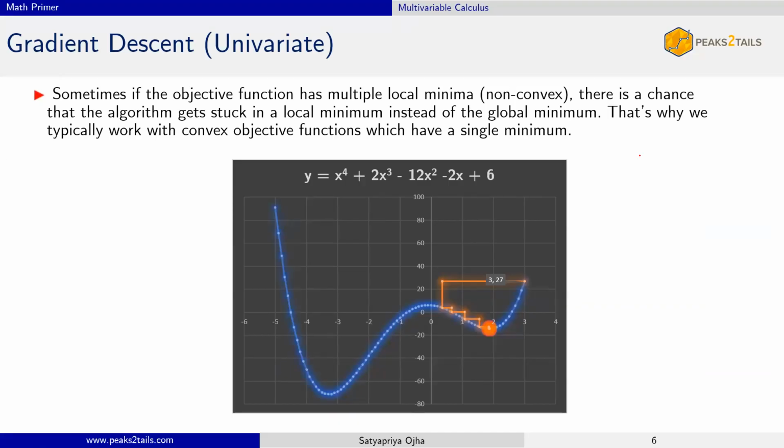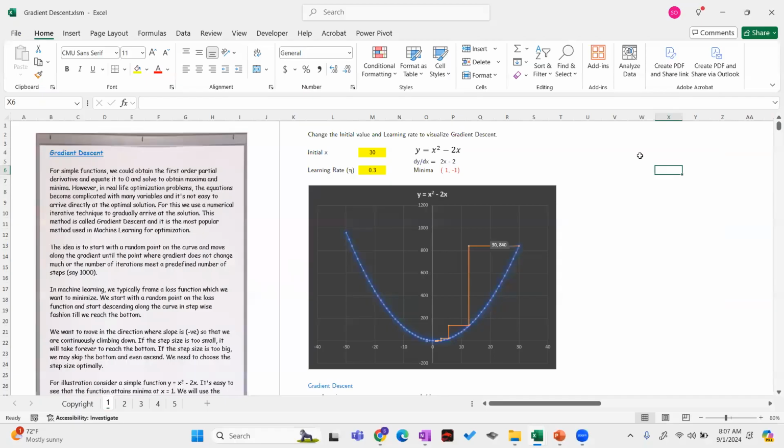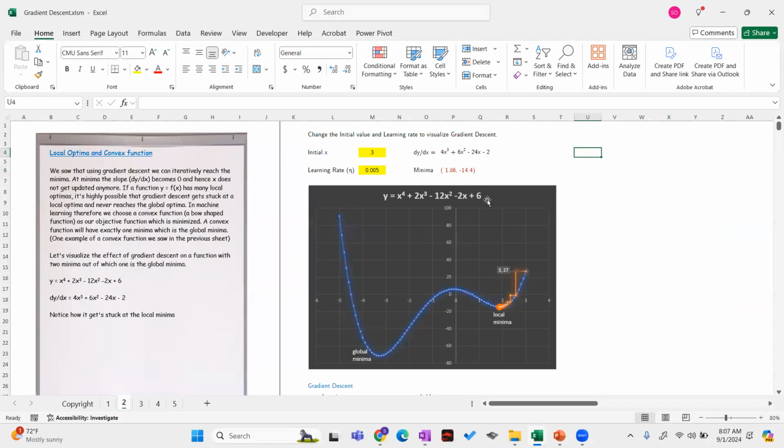So here is the thing. The issue with this algorithm is you should always use a convex function. If it is not convex, for example, if we have something like this is my equation, y equal to x^4 plus 2x^3 minus 12x^2 minus 2x plus 6. The derivative of this is, you can differentiate, right? 4x^3 plus 6x^2 minus 24x minus 2. It has two minimas. There is one global minima here, but multiple local minimas.